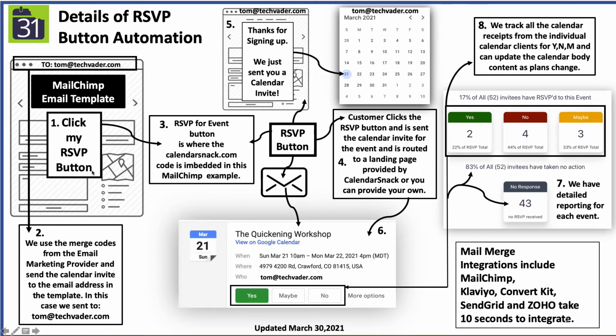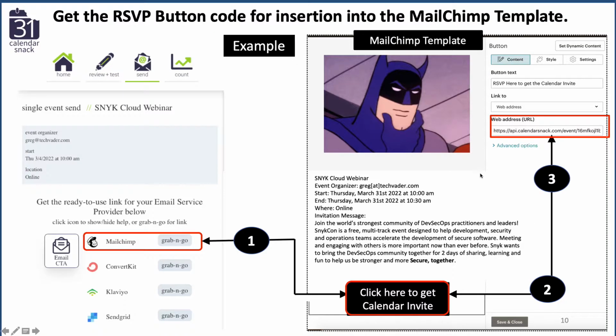That said, this is a high-level workflow. Let's pretend this is a MailChimp campaign that was sent out. Click my RSVP button. When someone clicks that button to actually attend your event, we send out a thank you landing page they're routed to, and the calendar invitation is sent to them in the background. And then in the background, we're tracking that calendar invitation and how that person interacts with their personal calendar, and then we collect the calendar receipts right here.